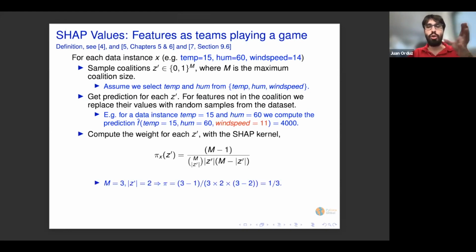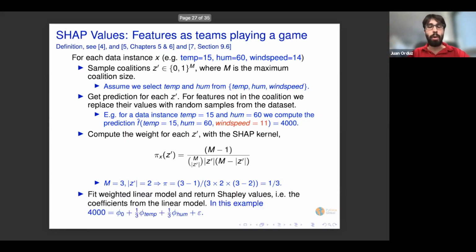Then I need to compute a certain combinatorial weight, which just depends on the size of the coalition, in this case 2, with regards to the total number of coalitions possible. Again, this is not super important. It's just a way to make this competition fair. And once I have this weight, which in this case is 1/3, I can fit a weighted linear regression, in which the coefficients are going to be exactly the SHAP values.